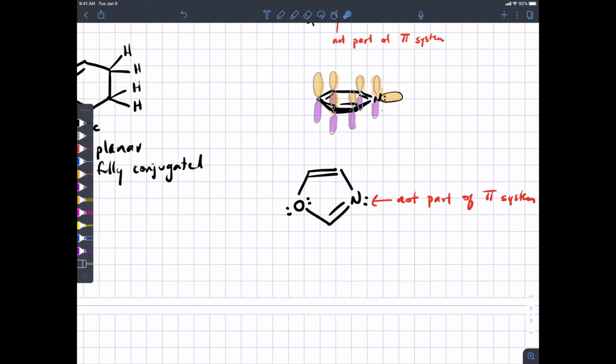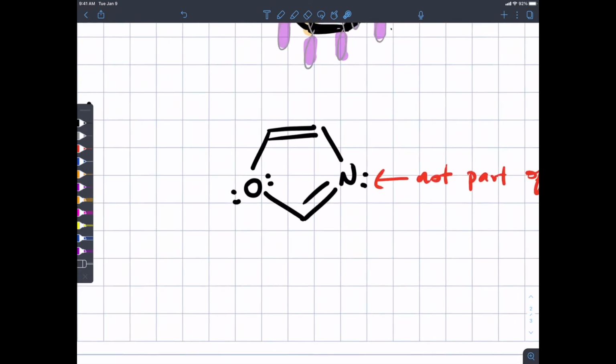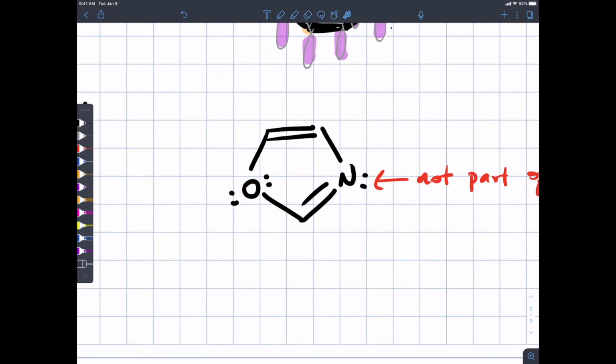I can't hear your whispering. Go ahead. If both of them were included, then you would have 8 electrons and it wouldn't be aromatic. That's true, but we're going to see molecules that are what's called anti-aromatic because they have 8 electrons. So why does only one participate? Because you can draw a resonance structure where you move the top double bond's electrons over, and then you can draw a double bond. That doesn't work the other way.